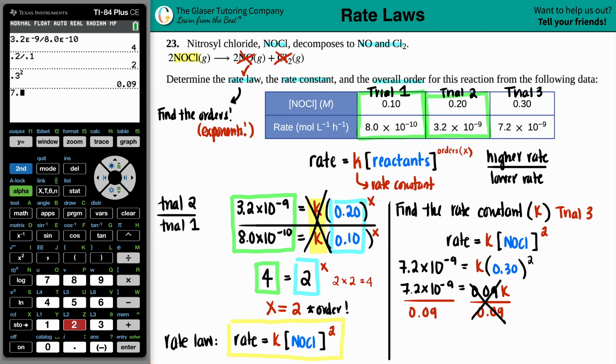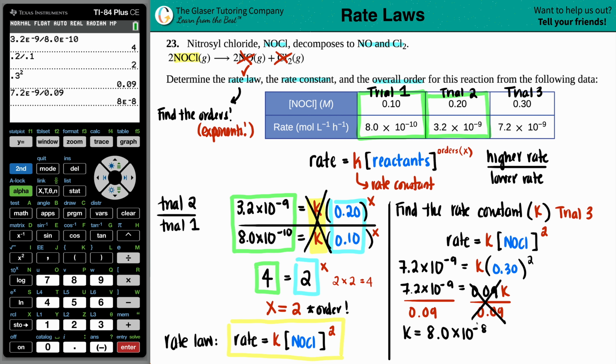So 7.2 times 10 to the negative 9 divided by this answer. And that looks good to me. There we go. So we get 8. And I guess it looks like all 2 sig figs, so we'll say 8.0 times 10 to the negative 8th.